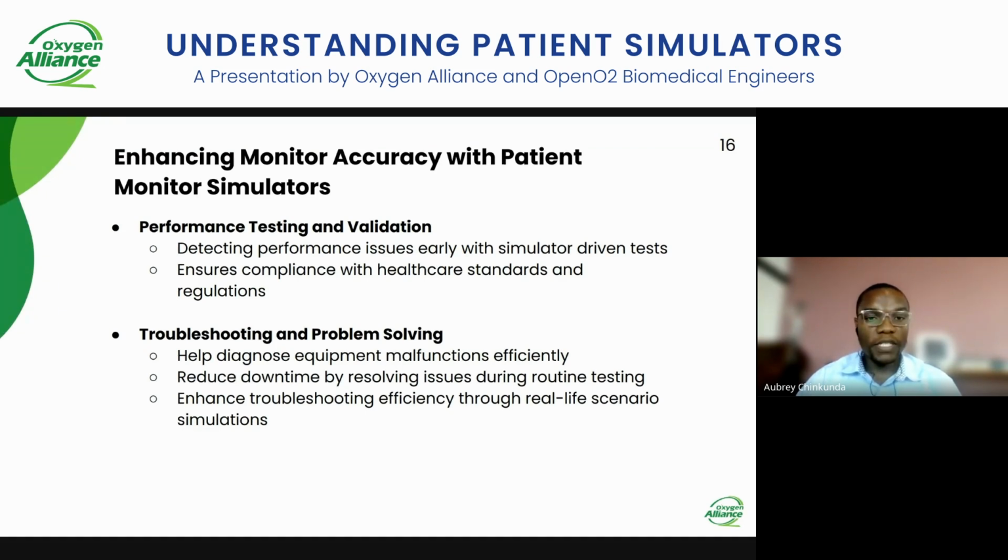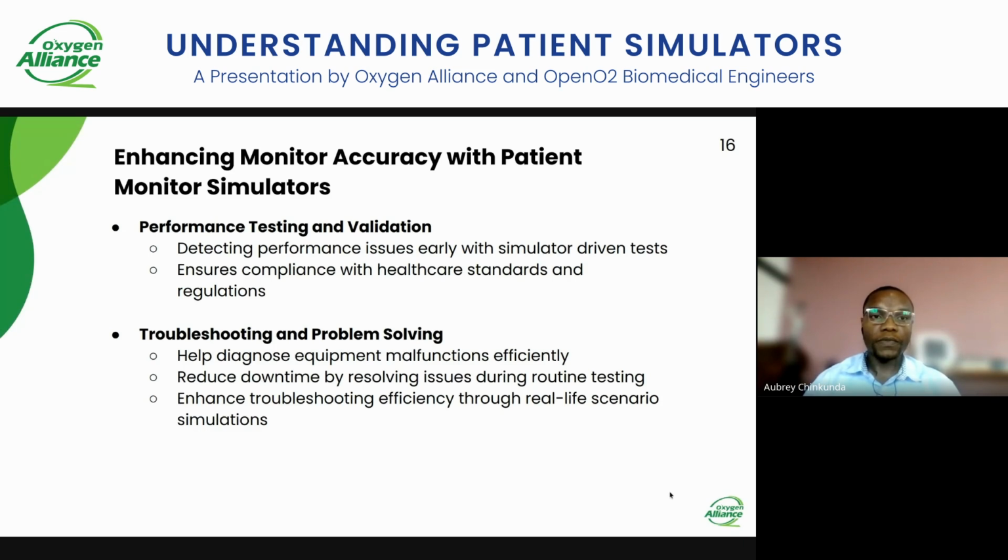The patient simulators come with different scenarios. Some even have preset conditions, like, for example, tachycardia. It will simulate what the SpO2 and the heart rate is going to be for a patient who's having that condition of tachycardia. So you can test various presets and really make sure that the monitoring device is working.